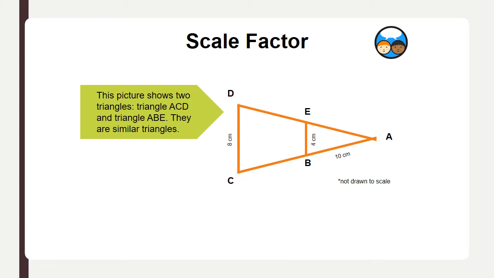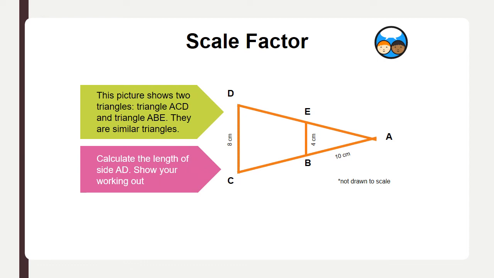Look at the picture shown on screen. It shows two triangles. There's triangle ACD. So if you go from the letters A, C, and D, you'll see they form a triangle. And triangle ABE. And again, if you do the same, you'll see it forms a triangle, if you go back round to the beginning at the end. Calculate the length of side AD. Show your working out. So how would you calculate the length of side AD? Pause the video here and give it a go.